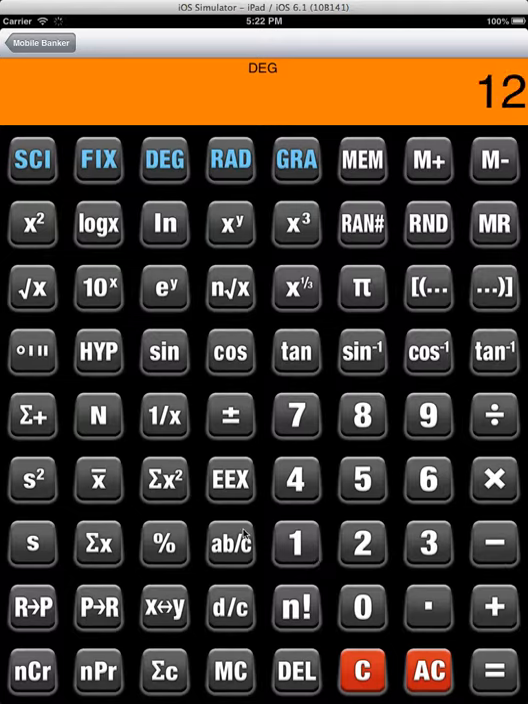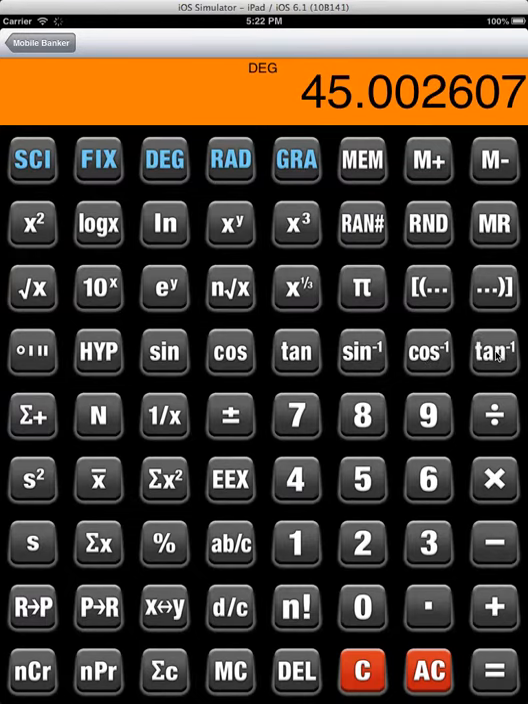So 12, 5, 4 equals that, converting. And let us do some degree, say 45 minutes, 7 degrees, 9. So sine of that, cos of that, tan of that, inverse sine, inverse cos, inverse tan, and you convert to radian, convert to grad. And now go back to degree, say fix 2 decimal points.